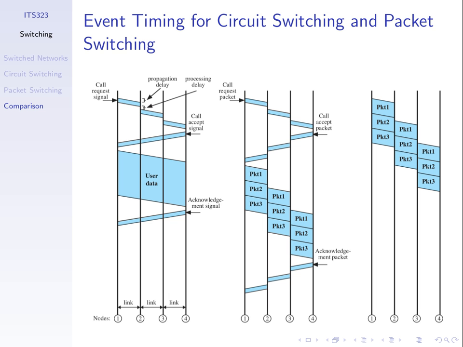Virtual circuit packet switching, we set up a connection and we send back some response, and then we send the data but as packets. And with datagram packet switching, there's no connection set up, we just send the data as packets. We'll come back to that in a moment.